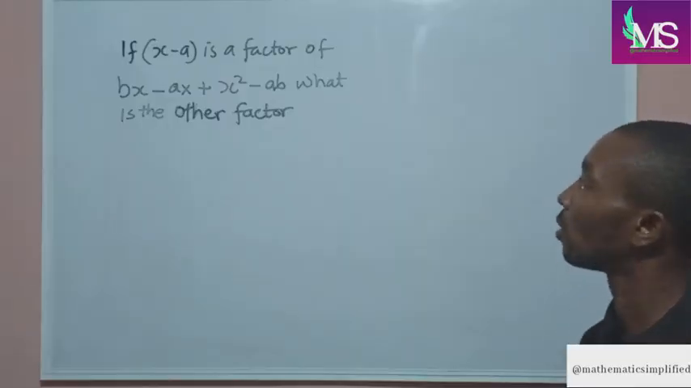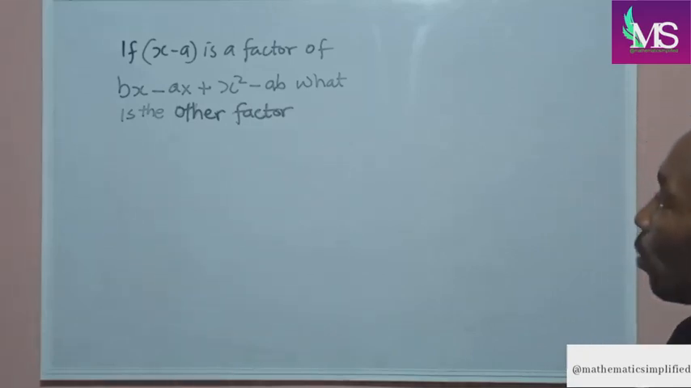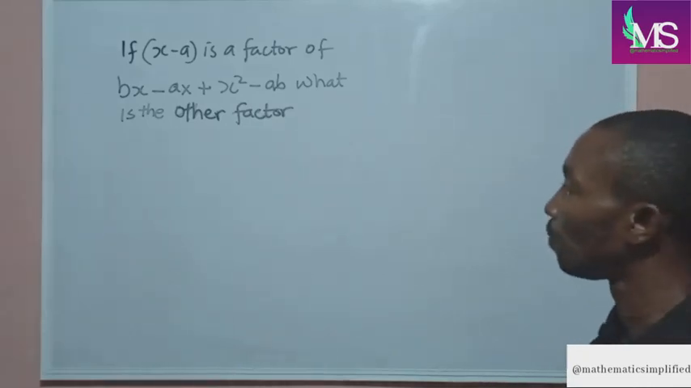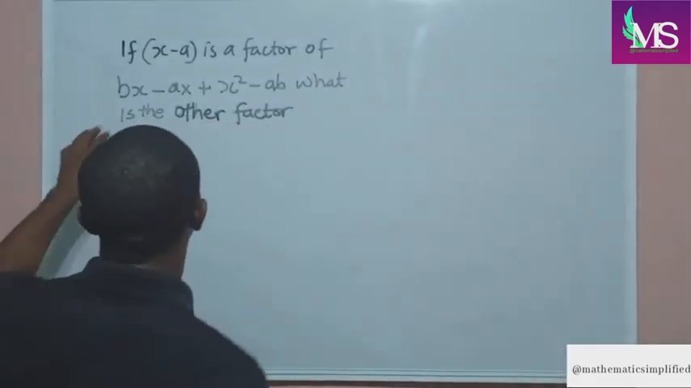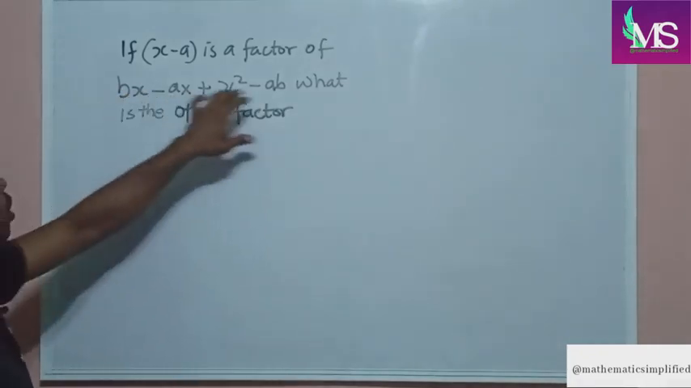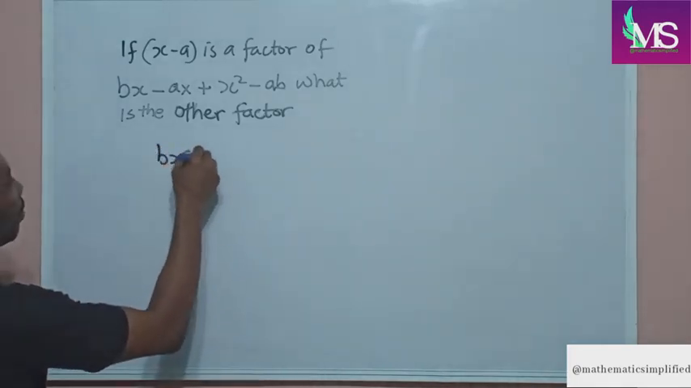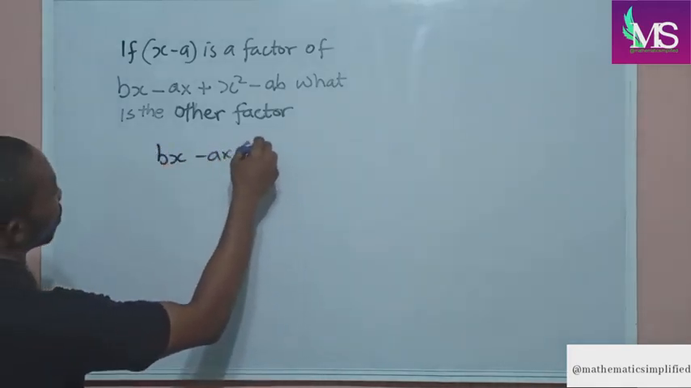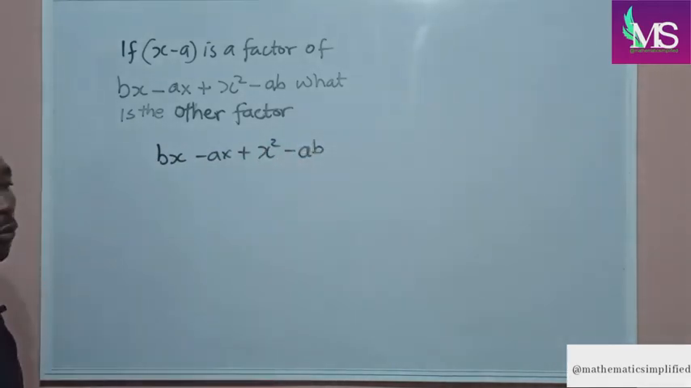If x minus a is a factor of bx minus ax plus x squared minus ab, what is the other factor? Now, in solving this, we have to rearrange these terms. We have bx minus ax plus x squared minus ab. Alright, now we can rearrange these terms.